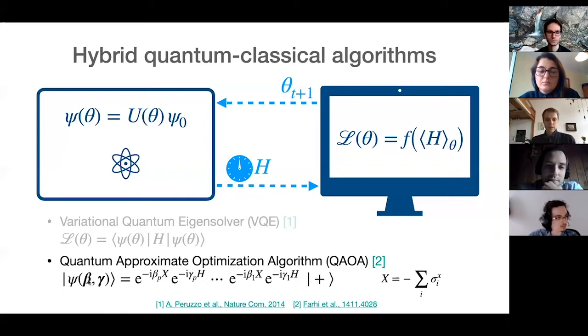And then we have these parameters that are typically denoted betas and gammas. I didn't write theta here, but it's really the same idea. I'll also come back to QAOA later.